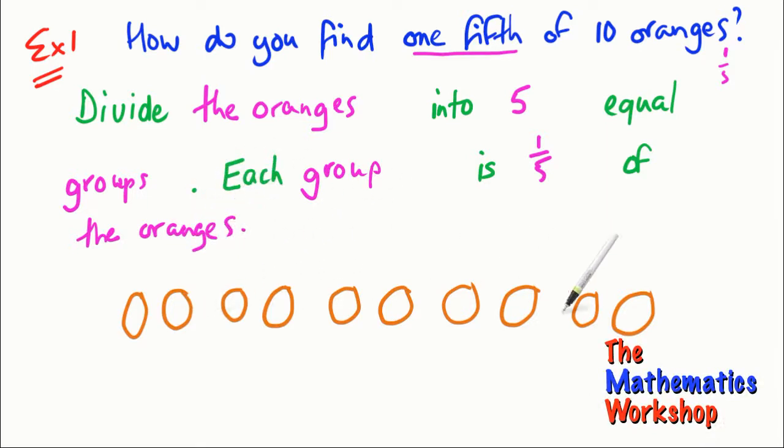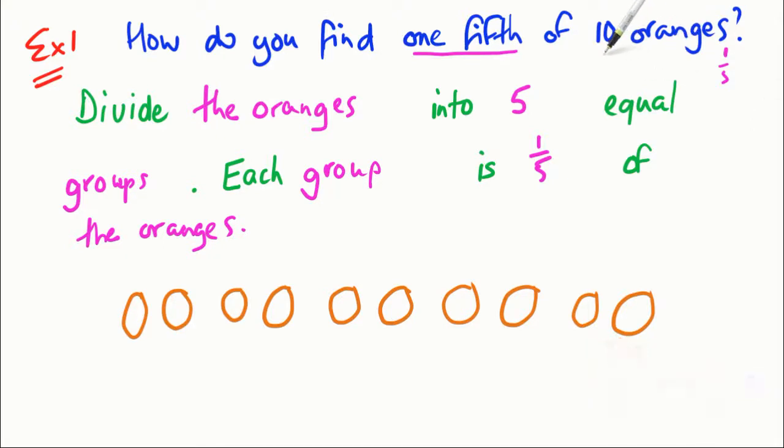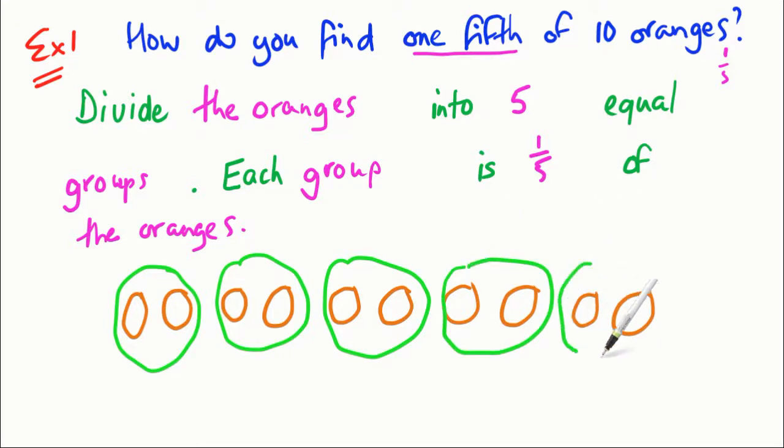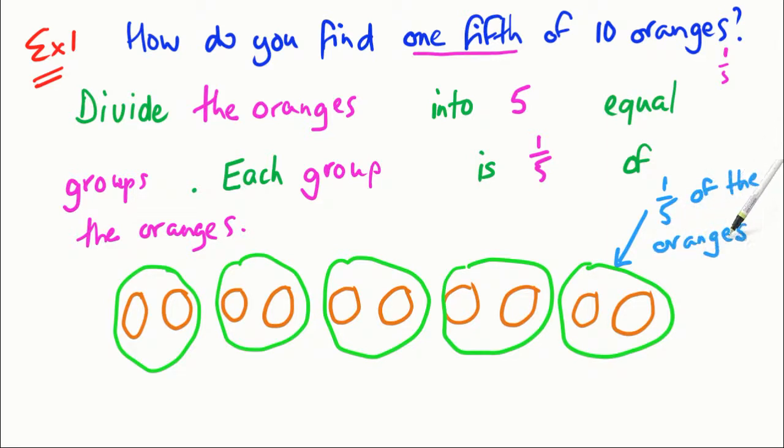So here's my 10 oranges, and I'm going to divide them into 5 equal groups. Being 10 oranges, 5 groups means there has to be 2 in each group. So they're kind of already in groups of 2, but I'm going to circle them to make it really clear. So putting 2 oranges at a time in each group. There's my 5 groups, 2 oranges in each group, and I'm going to point to one of those groups and go, that's 1/5 of the oranges. And you could write 1/5 of the 10 oranges.